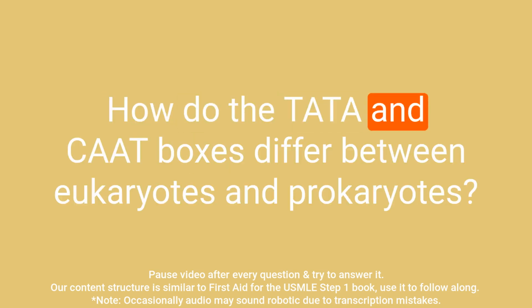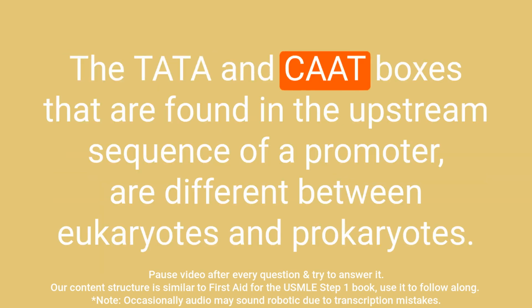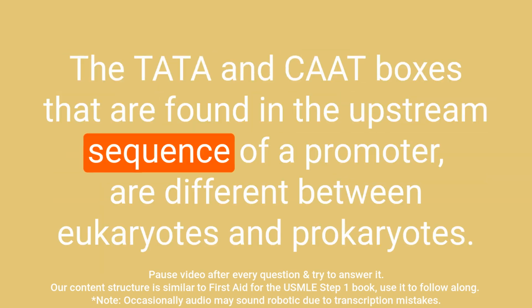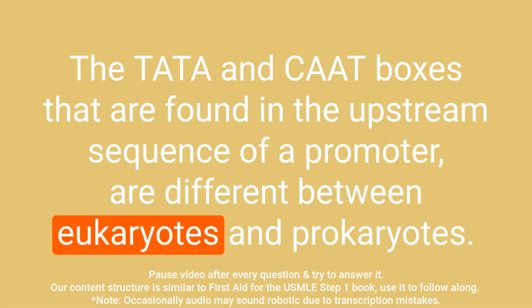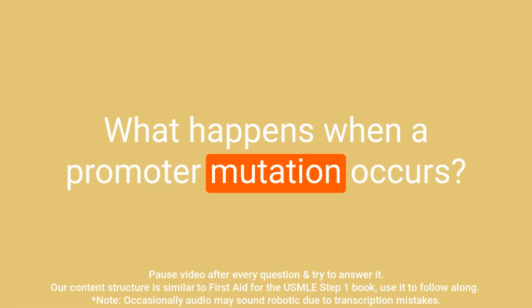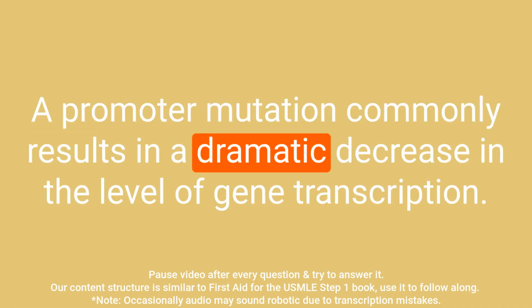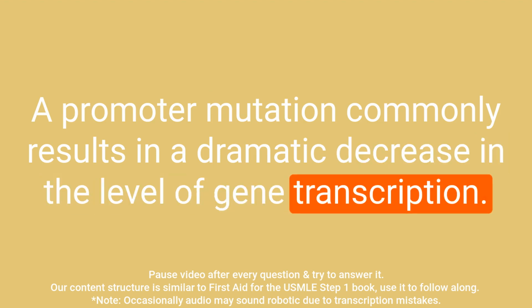Question: how do the TATA and CAAT boxes differ between eukaryotes and prokaryotes? Answer: the TATA and CAAT boxes that are found in the upstream sequence of a promoter are different between eukaryotes and prokaryotes. Question: what happens when a promoter mutation occurs? Answer: a promoter mutation commonly results in a dramatic decrease in the level of gene transcription.